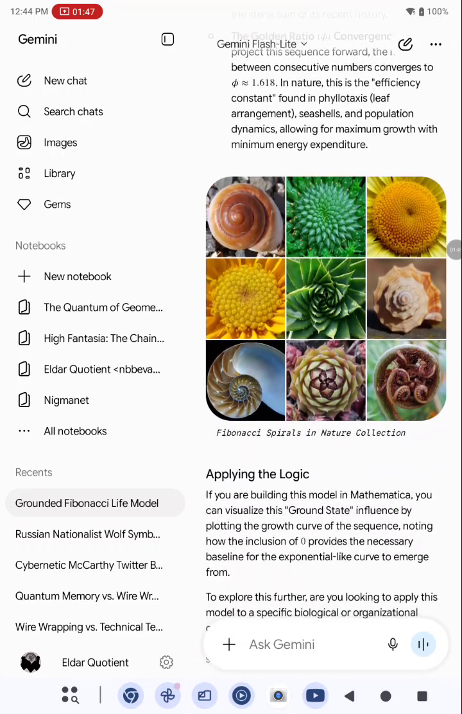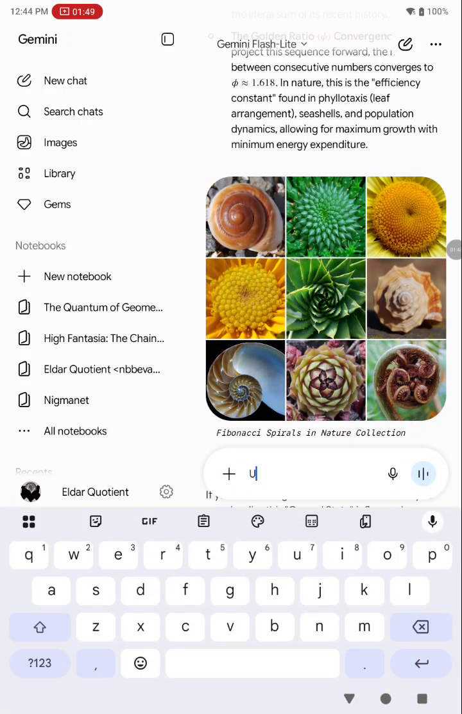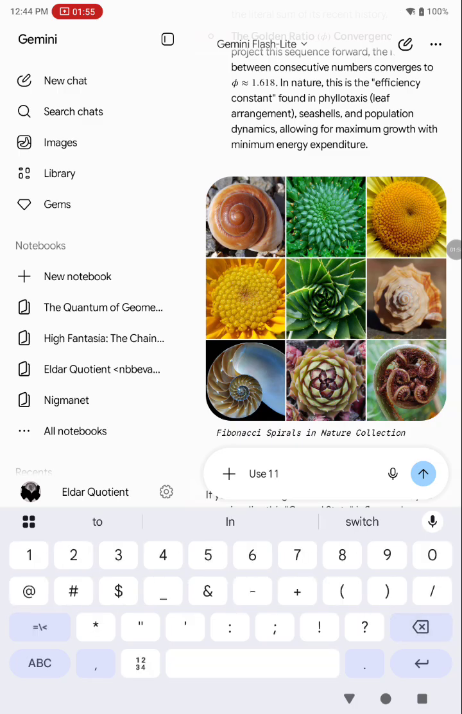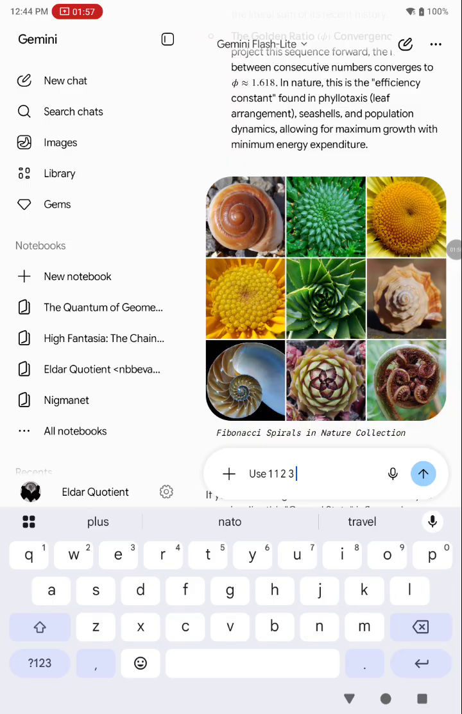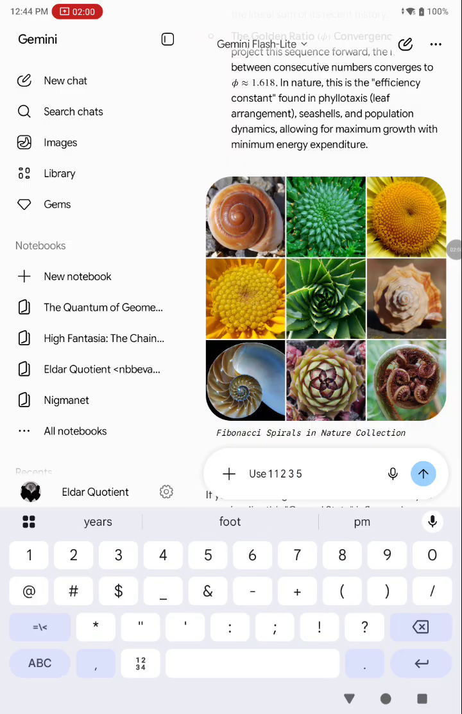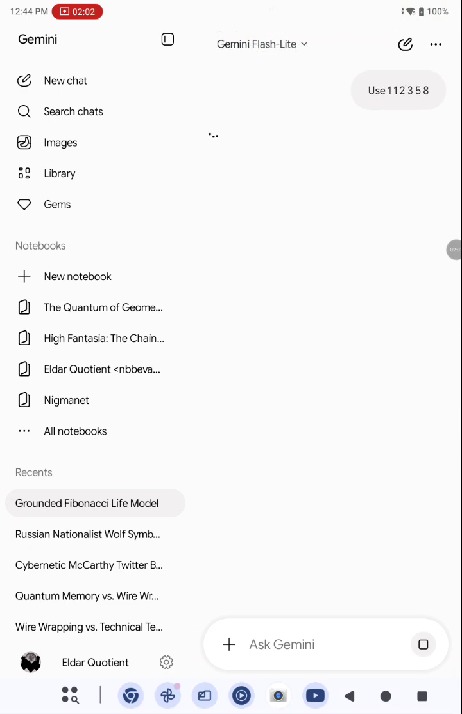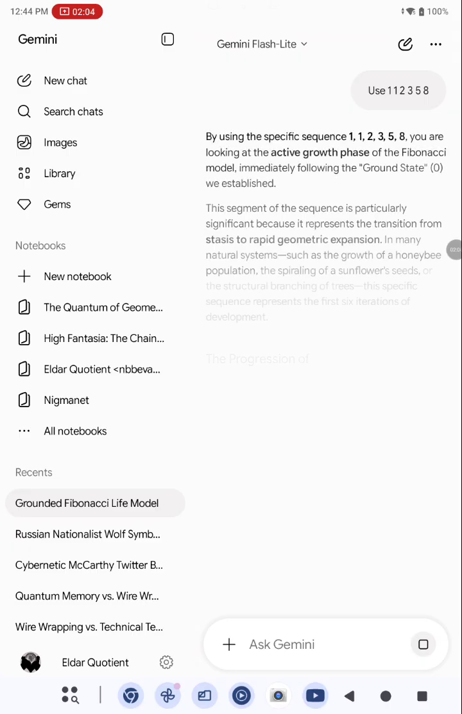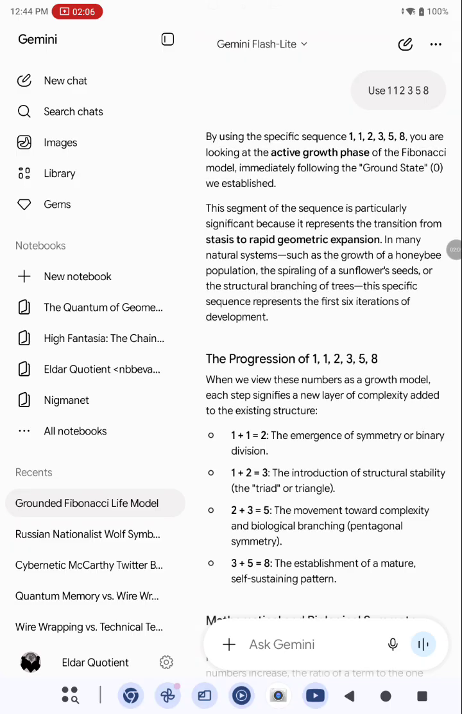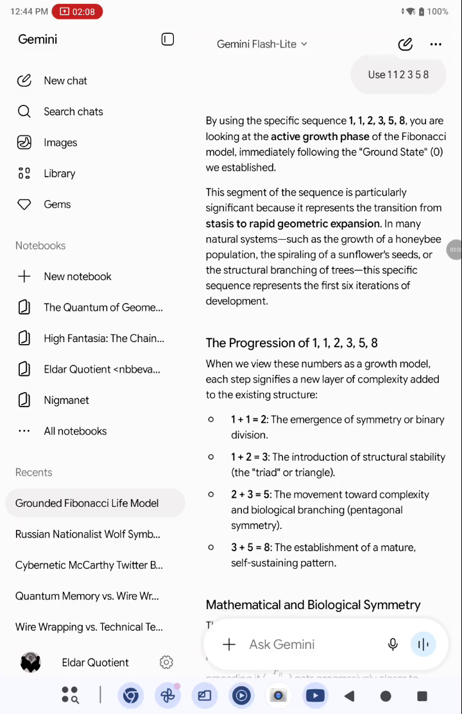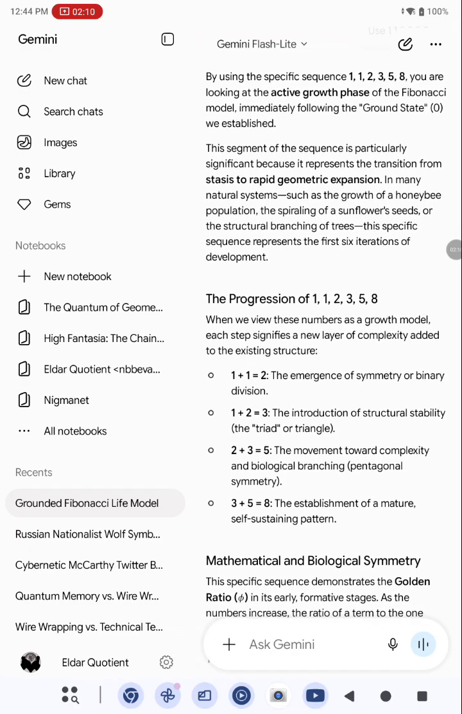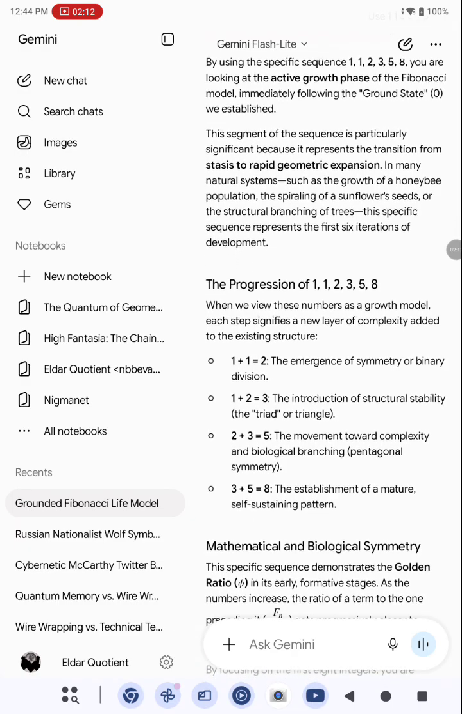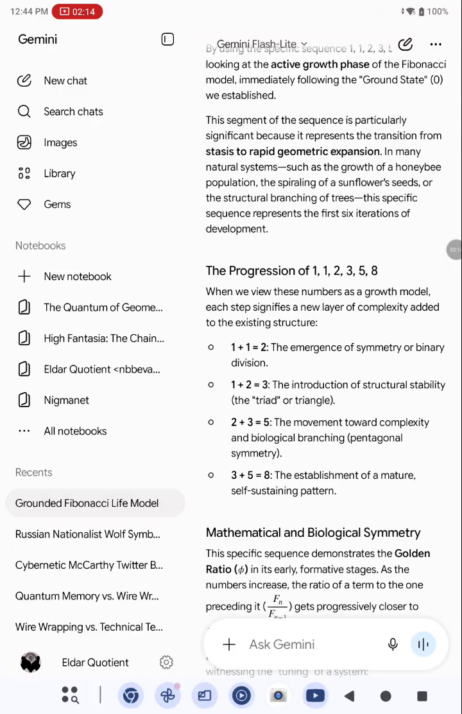You get a whole bunch of stuff like spirals. Use 1, 1, 2, 3, 5, 8, etc. We use a specific sequence 1, 1, 2, 3, 5, 8. You're looking at the active growth phase of the Fibonacci model, immediately following the ground state 0 we established.